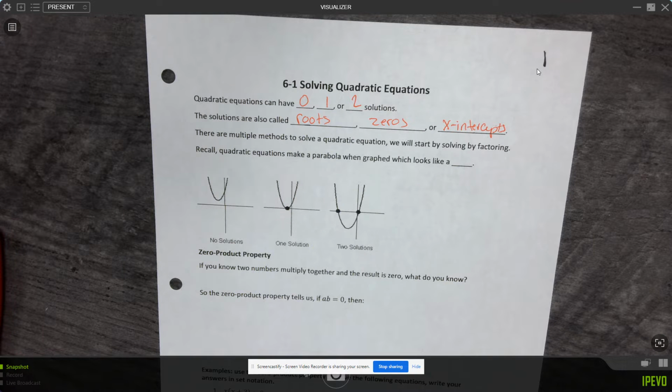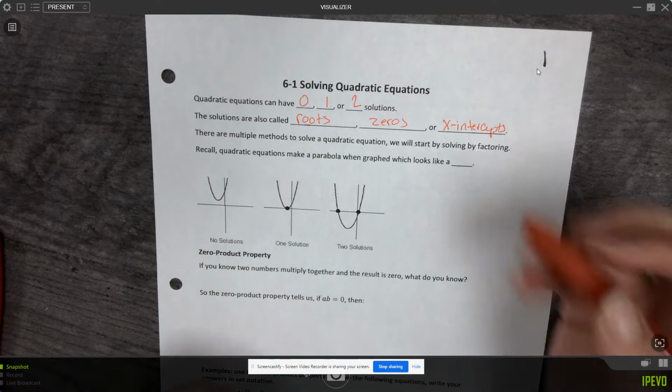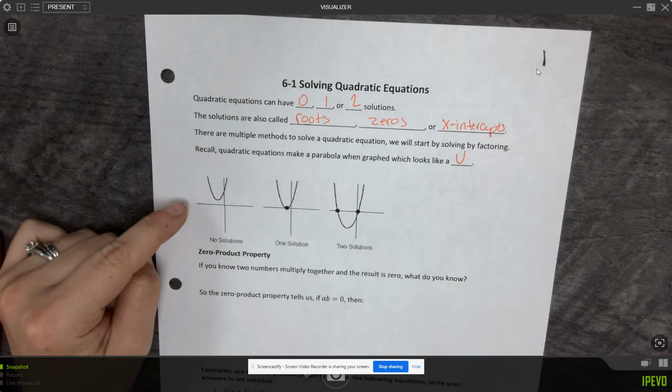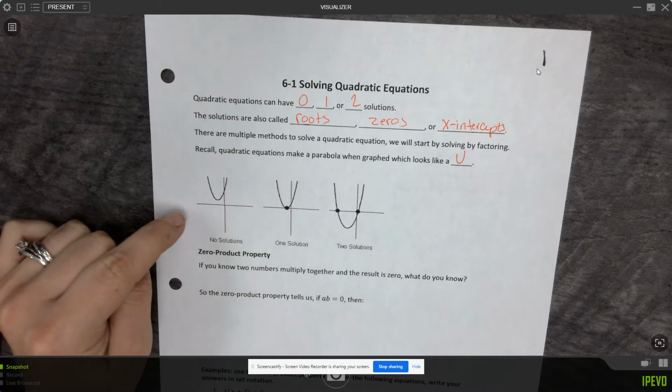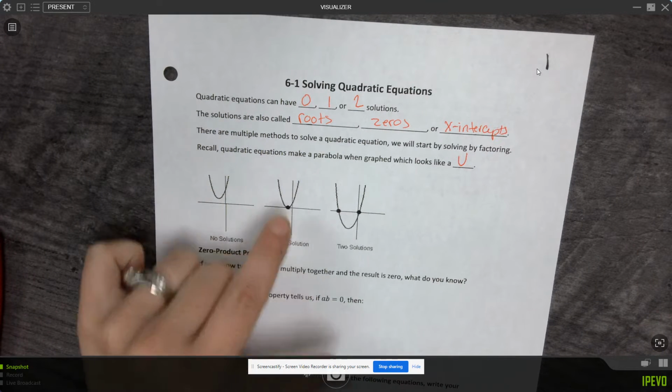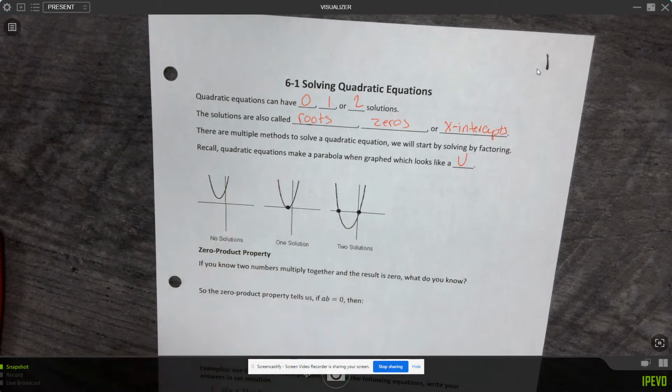Like I said, there are multiple methods. We're going to talk about 3 different methods. And recall that a quadratic equation makes a parabola when I graph it, which looks like a U. Or it could be an upside down U. Okay, it could just be upside down, but it looks like a U, curved. A no solution would look something like this, where it never touches the x-axis. One solution is where it touches it exactly once, and 2 is where it touches it twice.